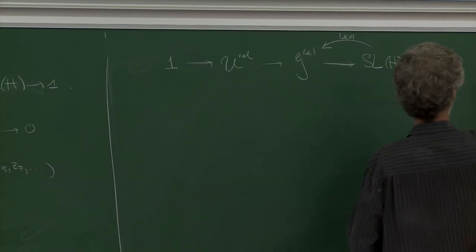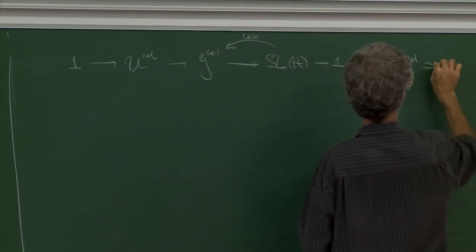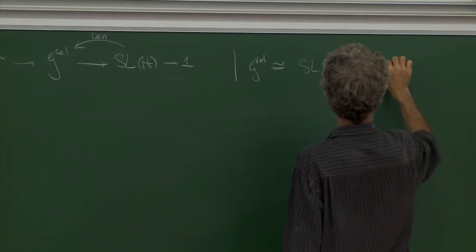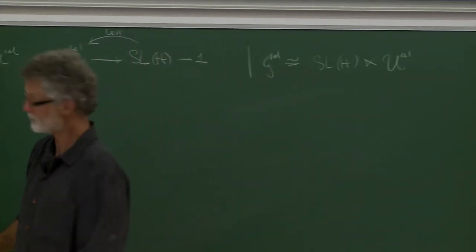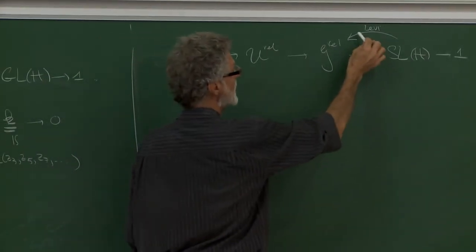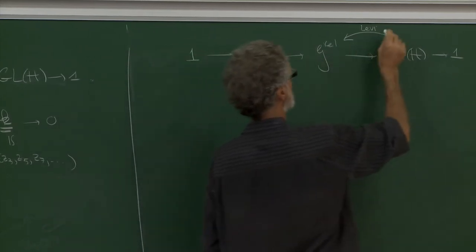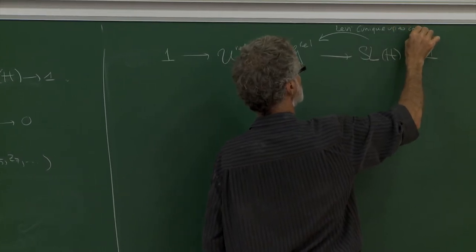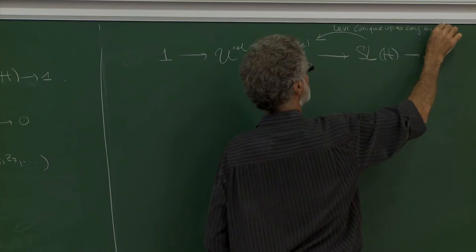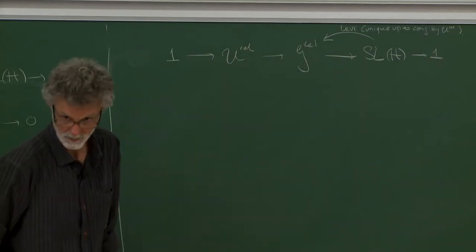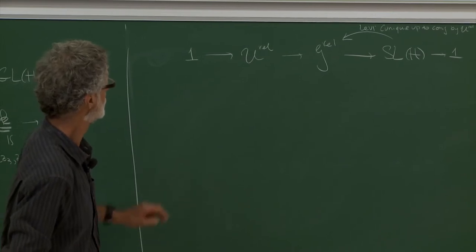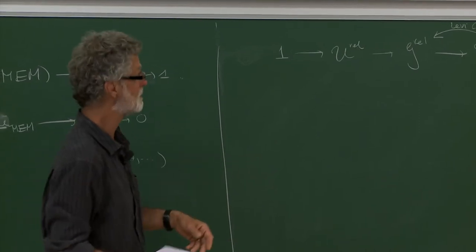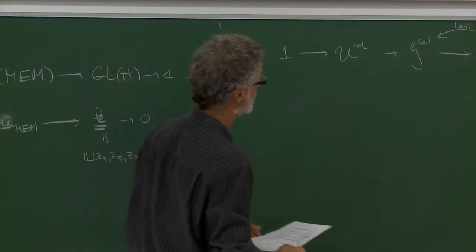So this says our G rel is isomorphic to SLH semi-direct product U rel. Not only that, I should say this is unique up to conjugation by an element here. So it's unique up to conjugation by U rel. Sorry? You don't have a canonical one. No, not that I know of. I mean, you can prove there are natural choices, but not a canonical choice, as far as I know.